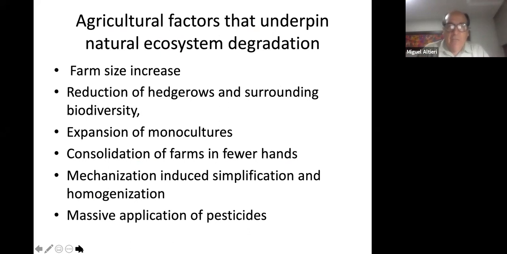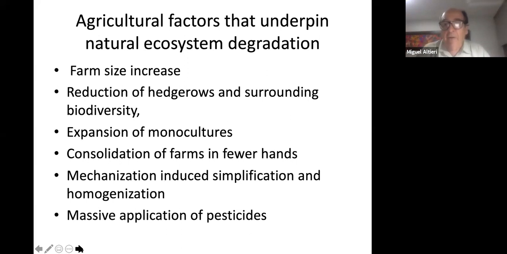And what are the factors that are underpinning natural ecosystem degradation? Farm size increase. There is a tremendous increase in farm size in many countries. There's a reduction of hedgerows and surrounding biodiversity, expansion of monocultures, consolidation of farms in fewer hands, mechanization-induced simplification and homogenization, massive application of pesticides. These are all factors that contribute to ecosystem degradation.